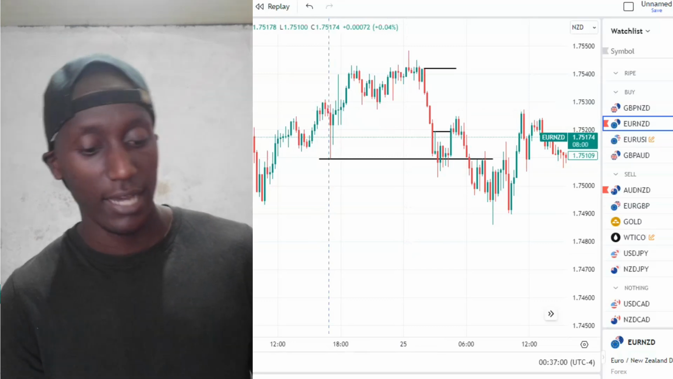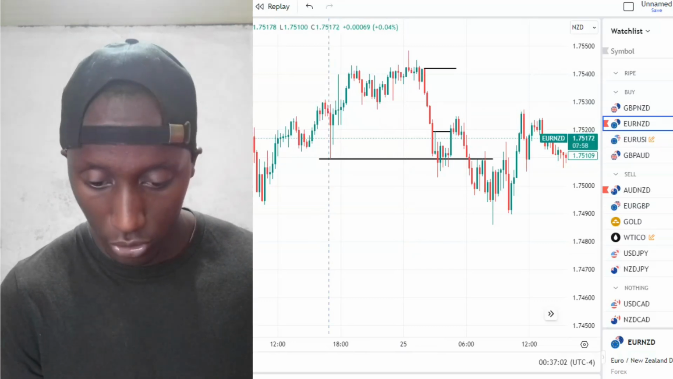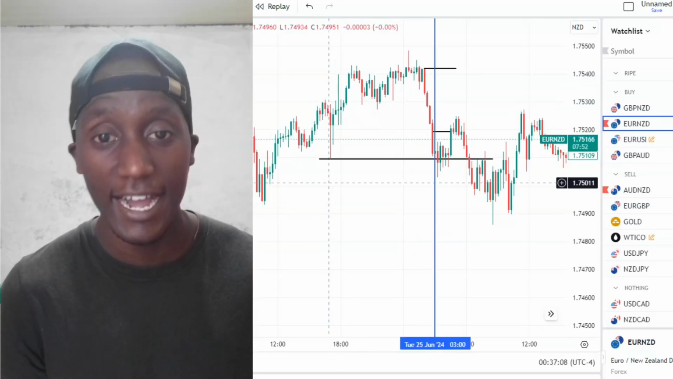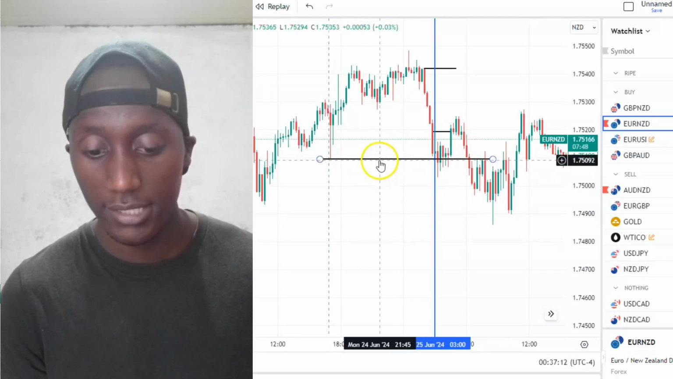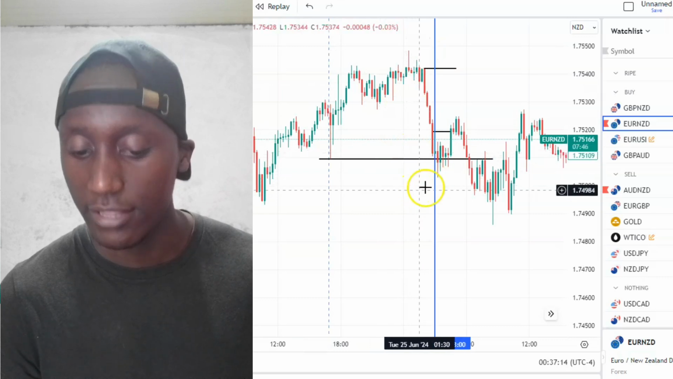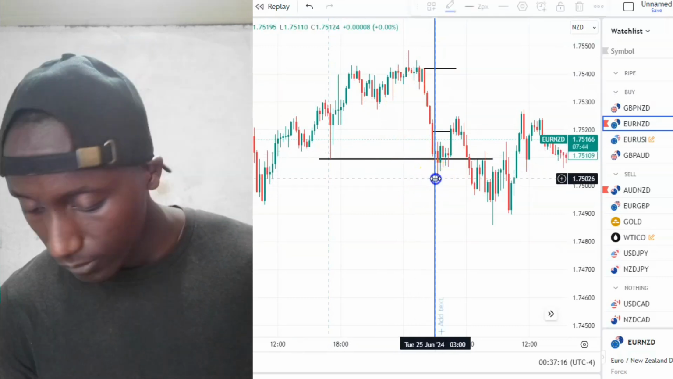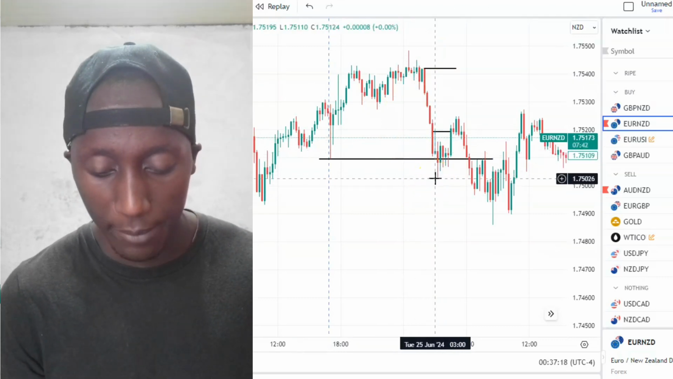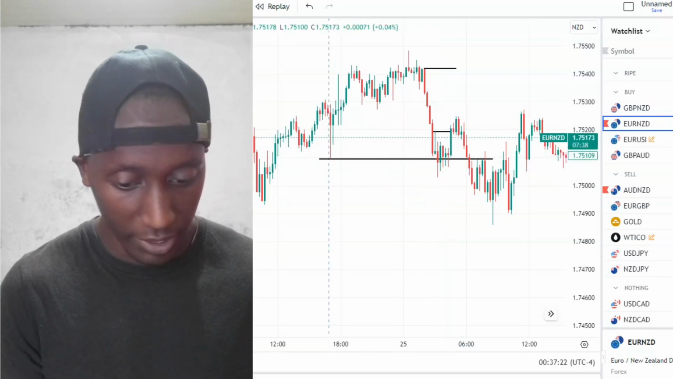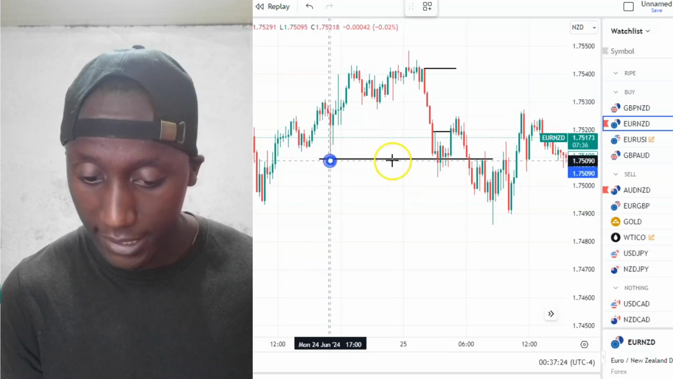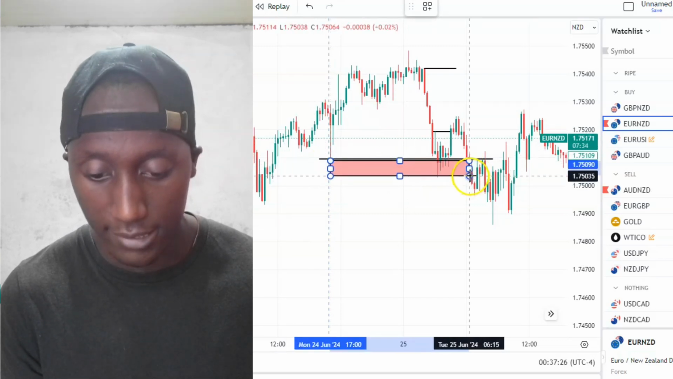First things first, I draw my timing window so that I can see where the high and the low of the day is. And so this is the low of the day, this is the high of the day. I am interested in the low of the day. Now, once I have my high and my low, I wait for price to trigger liquidity. And so we can see that price breaks out and triggers liquidity at this low.